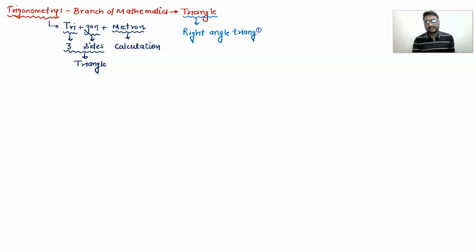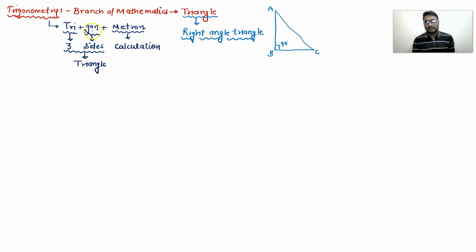Basically, the highlighted triangle is this one. Now, what is a right angle triangle? Suppose this is a triangle we have. This is A, this is B, this is C, and this angle is of 90 degrees. So this triangle ABC is known to be a right angle triangle.